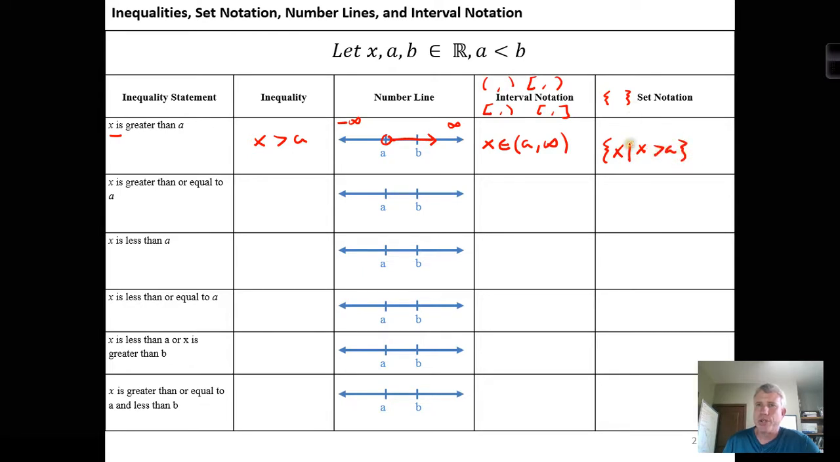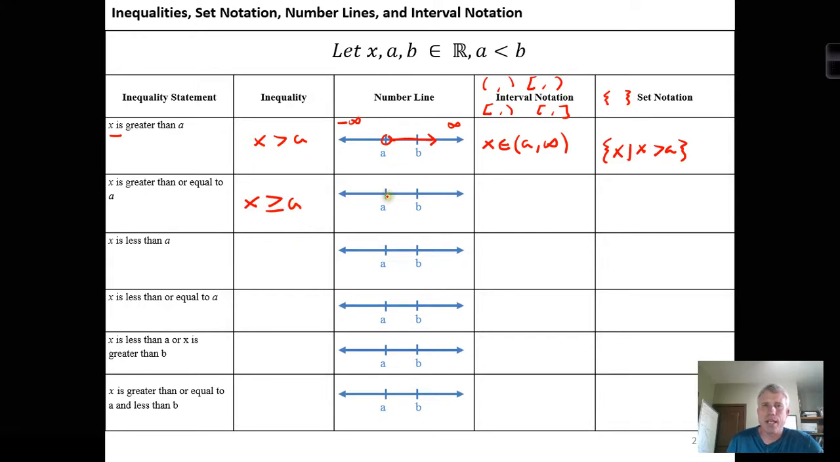And there's an alternative notation for the vertical bar. Sometimes you'll see such that written using a colon. So this would be the set of all x such that x is greater than a. Now, x is greater than or equal to a.